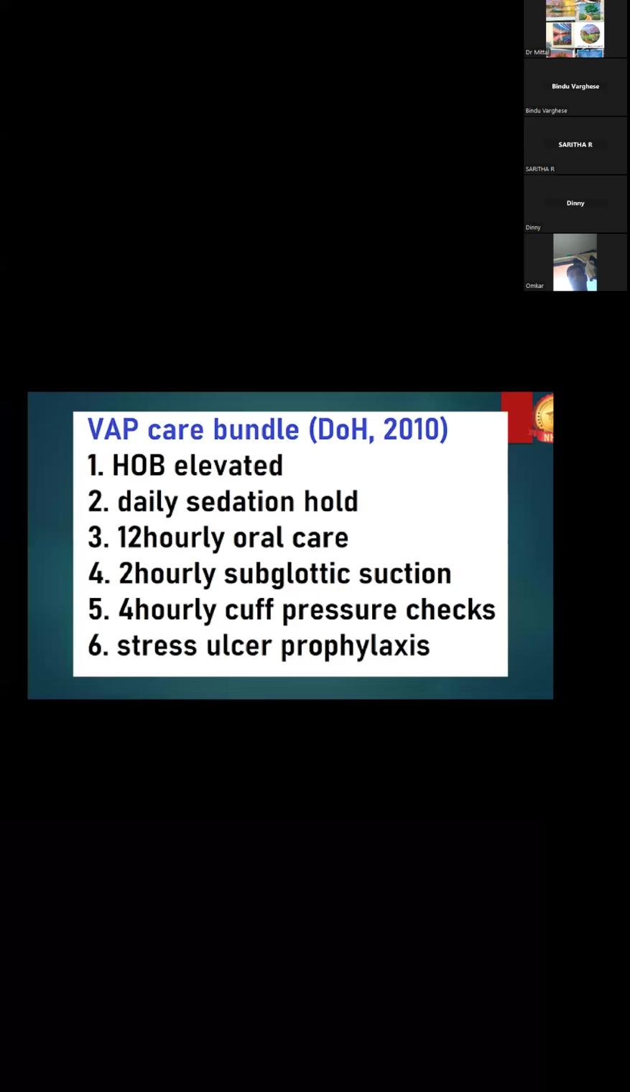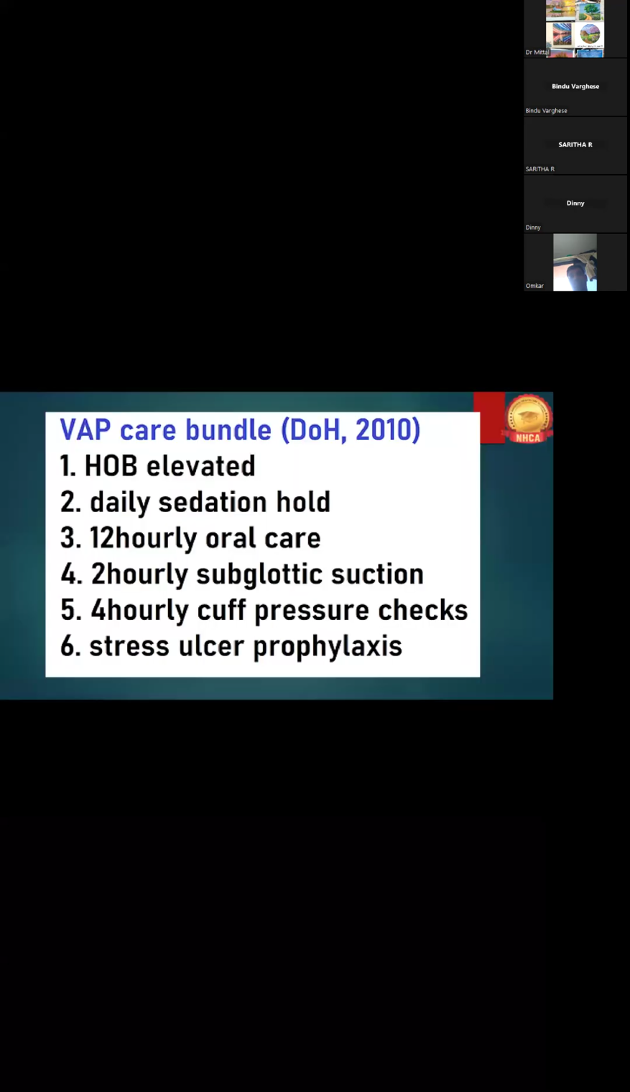Now, what are some of the VAP bundle parameters? See, if you search on the net, you will get a lot of points. Some places will have 5 points, some will have 6, some will have 8, some will have 10. The question is not how many you know. The question is how many you are correctly following in your hospital. Some of you are already working as educators, infection control members, quality personnel, ICU in charge, OT in charge, ward in charge, HDU in charge. So make sure whatever you do, it is applied correctly and people do follow it.